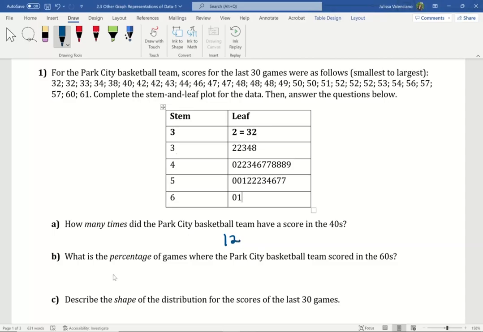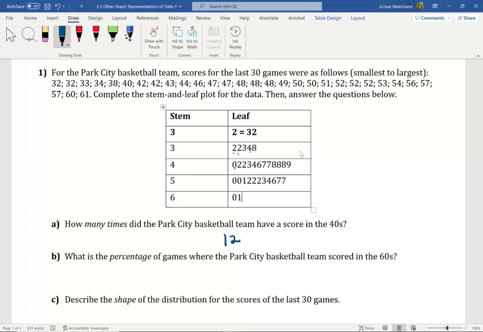Okay. Now, what is the percentage of games where the Park City basketball team scored in the 60s? We can answer this question by looking at the plot. If we're going to come up with this percentage, first we're going to need a fraction that represents the games where the Park City basketball team scored within the 60s. So notice we can go ahead and count all the leaves to determine how many data values we have.